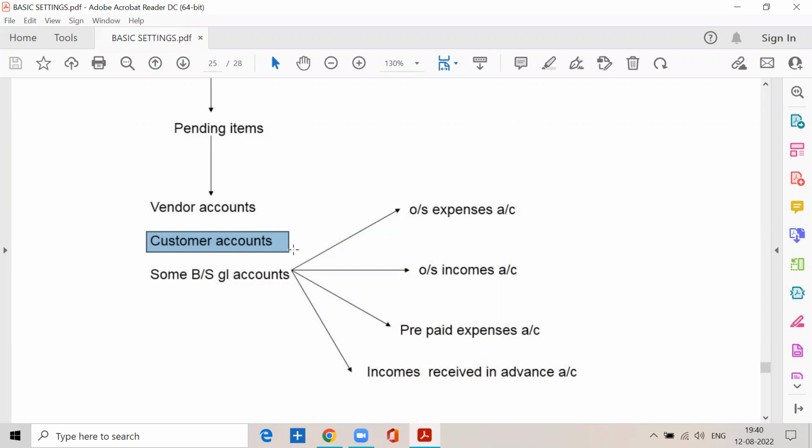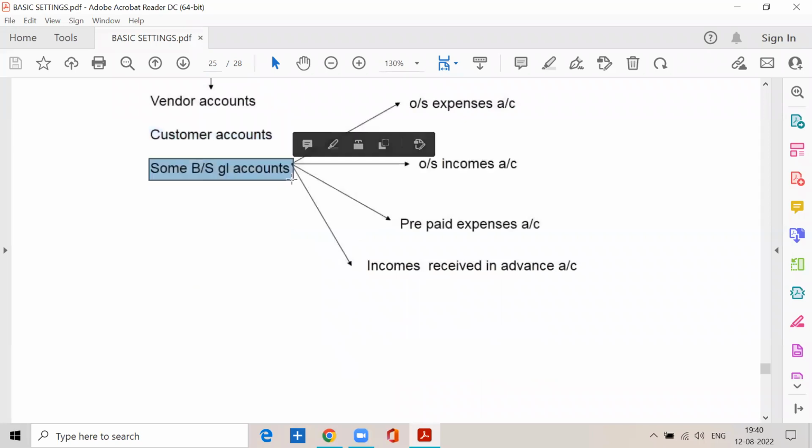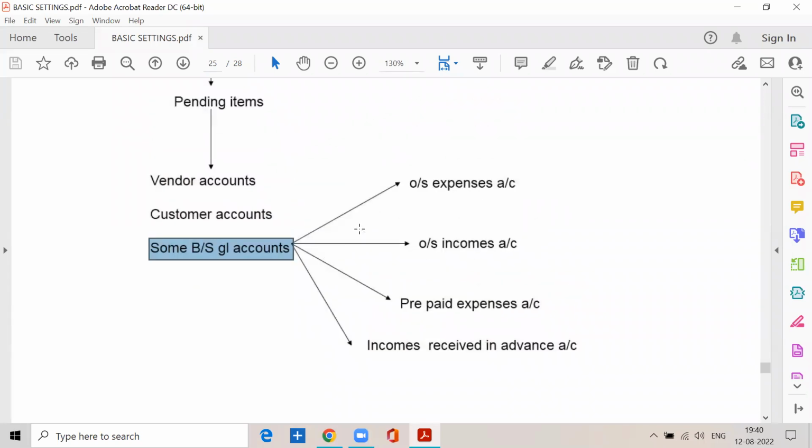How the open items and cleared items will appear in the account receivable, I will show you in the account receivable module. Then this pending item concept is also applicable to some balance sheet GL accounts. It is not applicable to all the balance sheet GL accounts. It is applicable to some of the balance sheet GL accounts. So what are those balance sheet GL accounts to which the open item management concept is applicable?